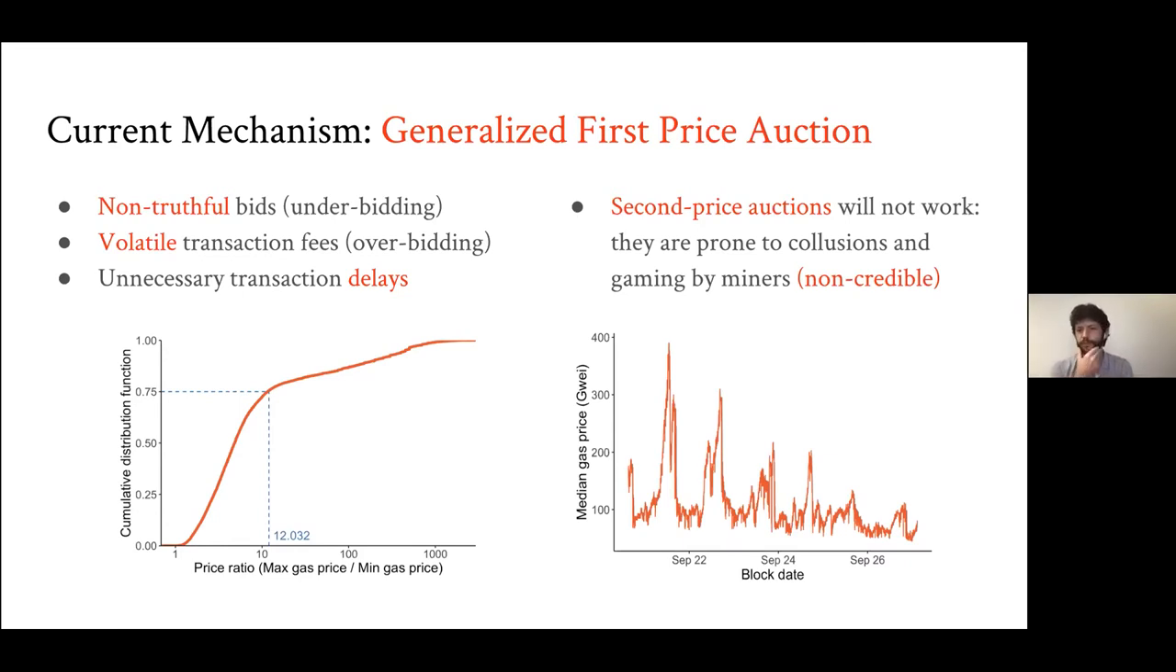So for example, it's already known theoretically that second price auctions are not incentive compatible from the perspective of the miners, of the auctioneer. Okay, so this is something that's known as a non-credible mechanism. For example, miners could introduce fake transactions or fake bids so as to raise their revenue, okay? And they're also prone to collusion, okay? So that immediate approach that somebody could come up with does not really work, okay? So we need something else.